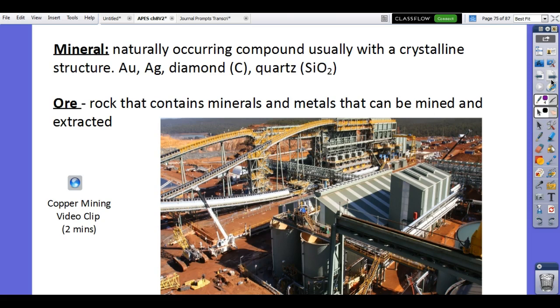Okay, so mines can look a lot of different ways. I'm going to show you this clip of this copper mine, and we're going to watch kind of what happens in this copper mine here. It's only about 2 minutes.